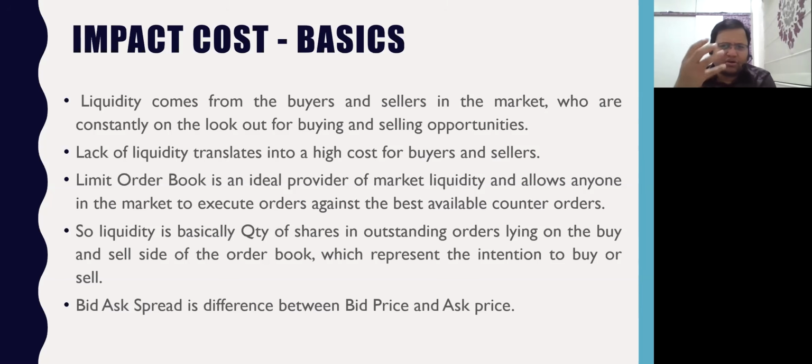Now whenever you want to trade on a stock exchange through a broker, you get an order book which is nothing but total buy orders and total sell orders. It is called the order book. Persons who are willing to buy, उनका buy order रहता है, और जो लोग सेल कर रहे हैं उनका सेल ऑर्डर रहता है. When you specify the price at which you want to buy or price at which you want to sell, it is called as a limit order. So limit order book is an ideal concept of creating a marketplace because there are buy orders and sell orders, and it allows anyone in the market to execute the orders against the best available counter orders.